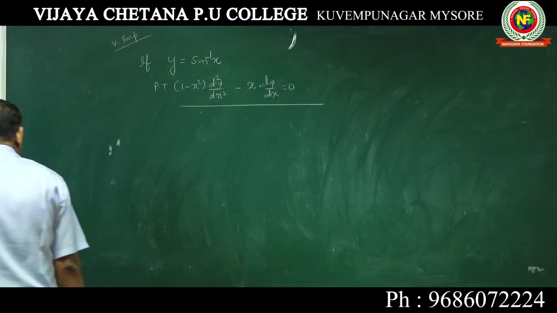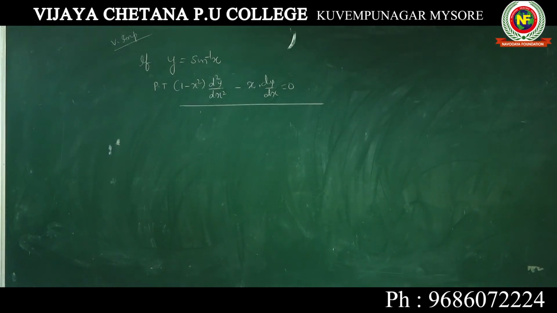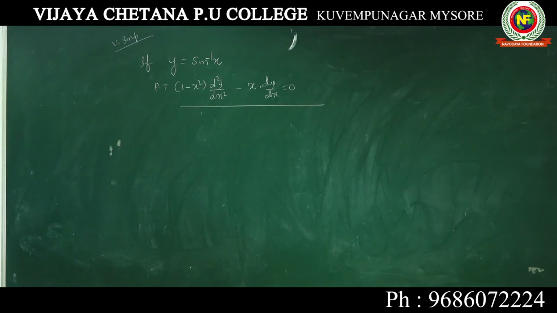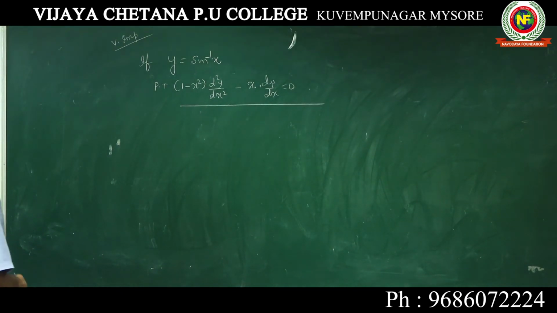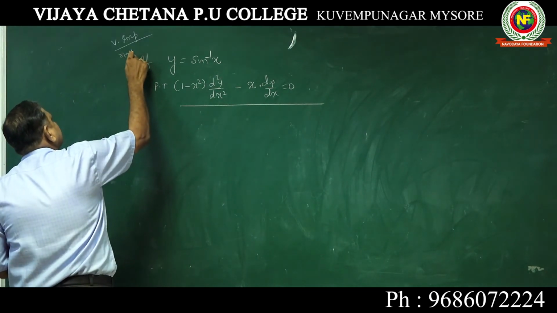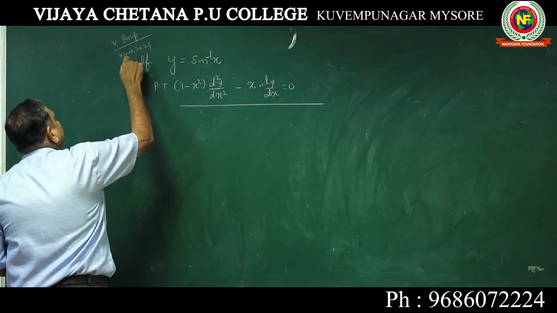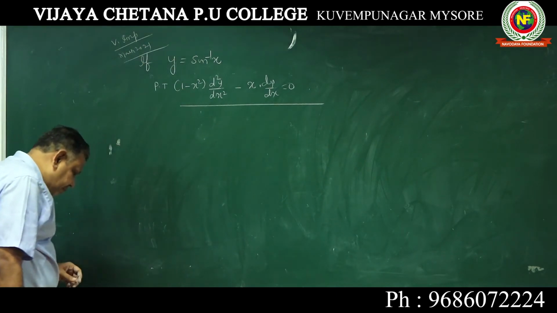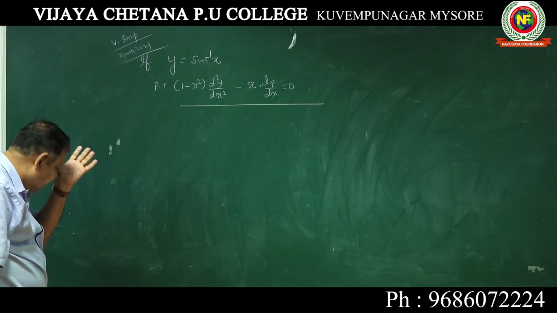So if y is equal to sin inverse x, prove that (1 minus x square) d square y over dx square minus x dy by dx equal to 0. Very important question. You may get it this year also. What all I have solved today are very important. One of the questions will be asked in examination.